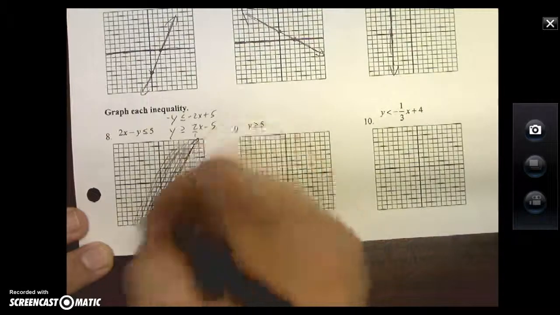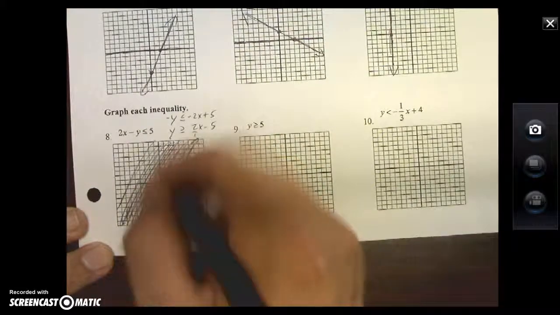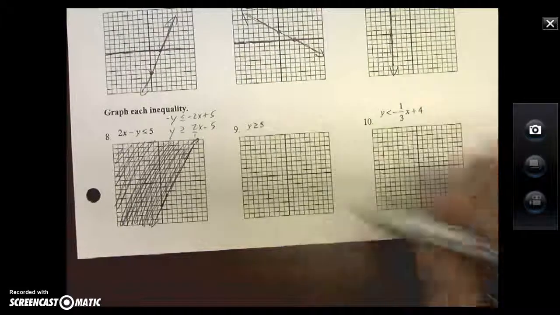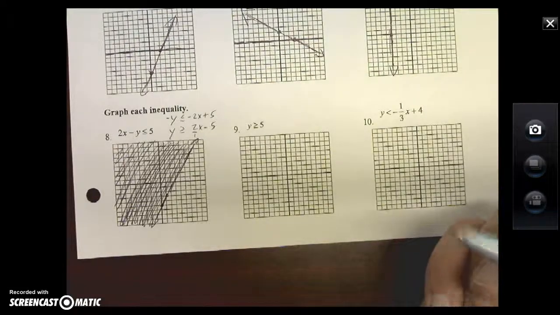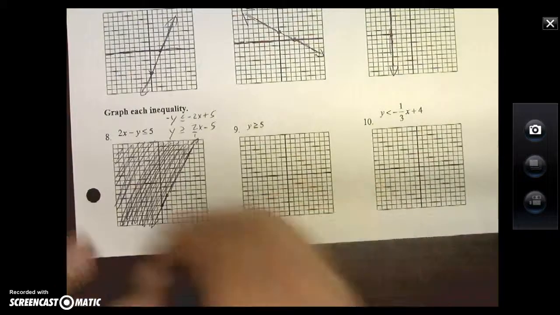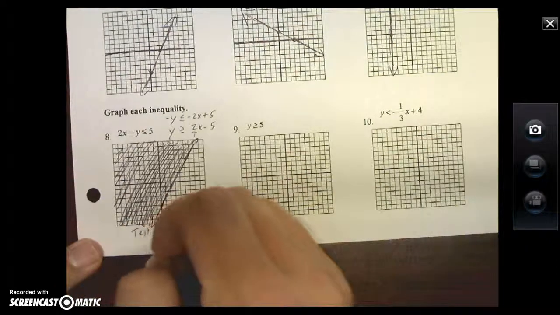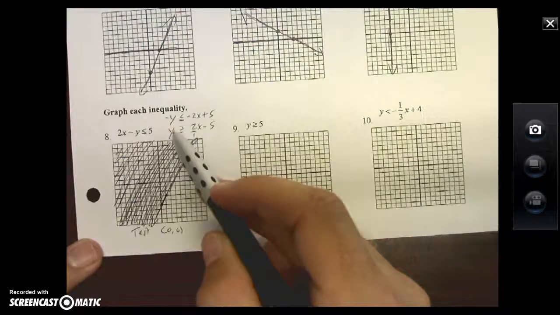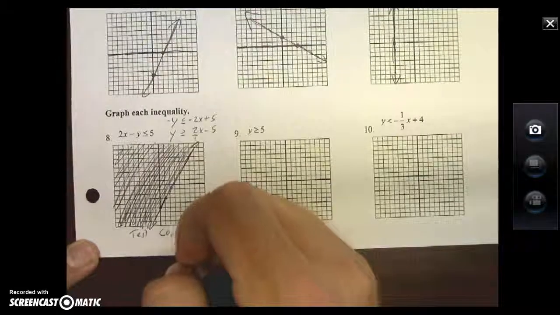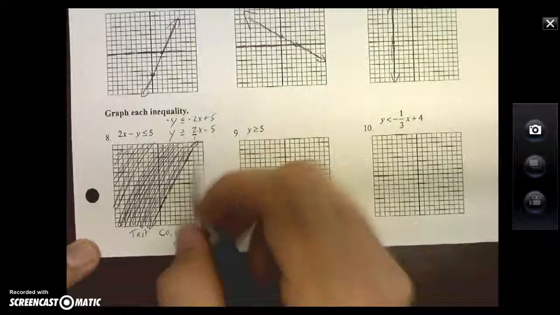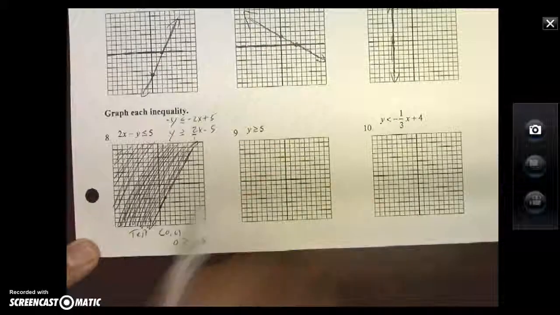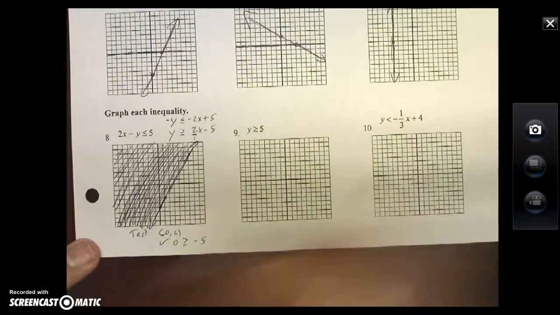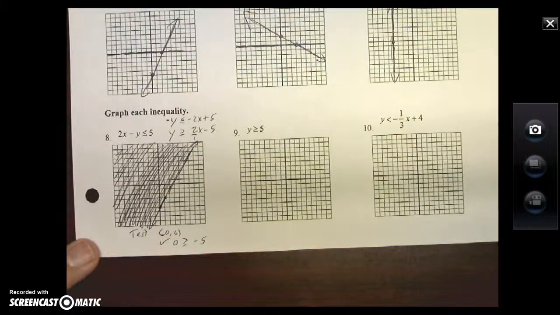And when I say in general, I mean like 99.99% of the time. There you go. Okay. Less than, you shade below. If you would like, you can do a test point like test 0, 0. I always pick 0, 0 because it's the easiest point. If I plug it in up here, plug a 0 in for y, you get 0. Plug a 0 in for x, you get 0, minus 5. Is 0 greater than or equal to negative 5? Yes, it is. So we're good. Test right. That's why you shade that side.